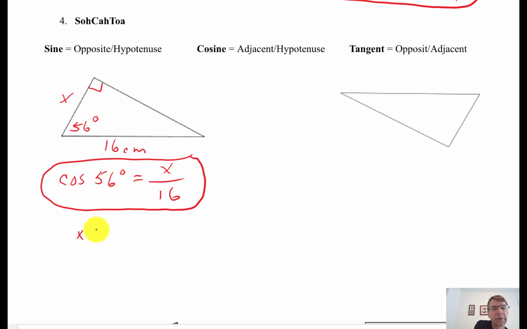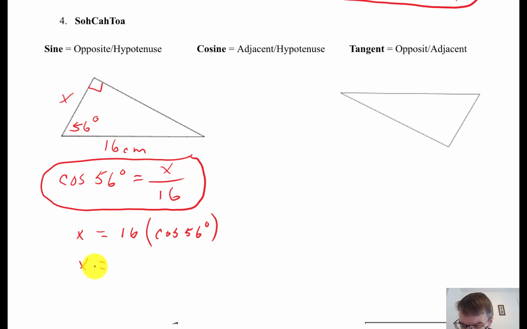In other words, if we multiply both sides by 16, x is going to be 16 times the cosine of 56 degrees. So x equals, and hopefully you have your scientific calculator. Make sure you're in degrees, not radians. You type in cosine of 56, or put that in parentheses. Cosine of 56 comes out to be some decimal number. The calculator will give it to you, and you multiply that by 16.